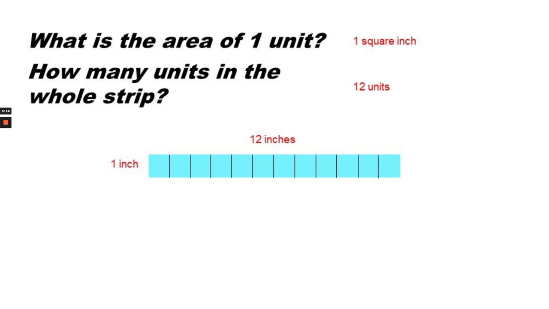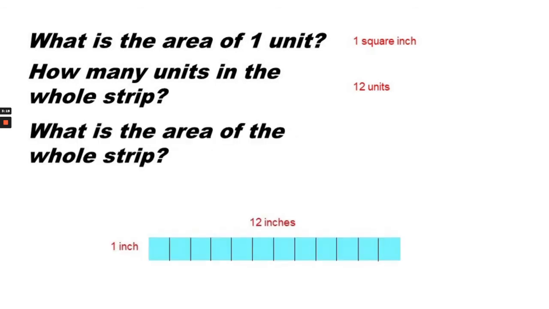There are 12 units in the whole strip. So what is the area of the whole strip? We would say that the area is 12 square units or 12 square inches because we know that we are measuring in inches.